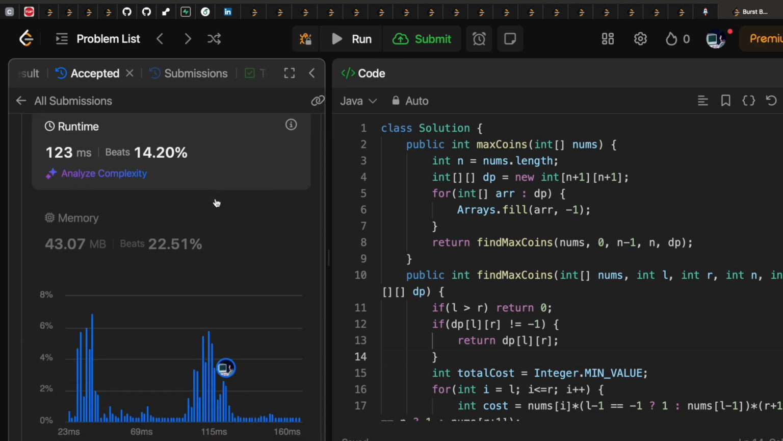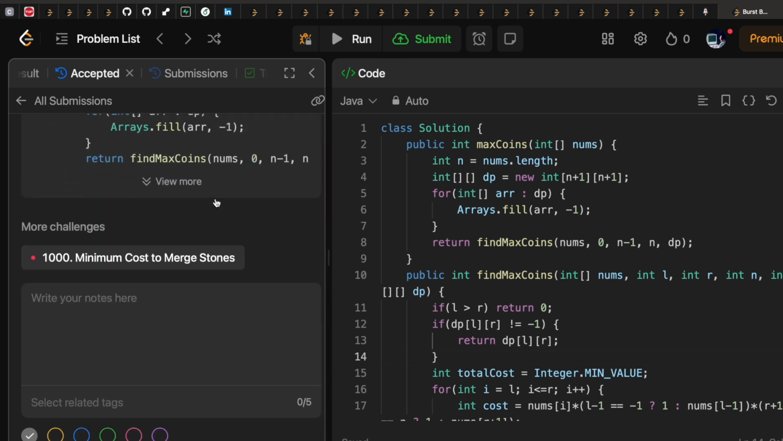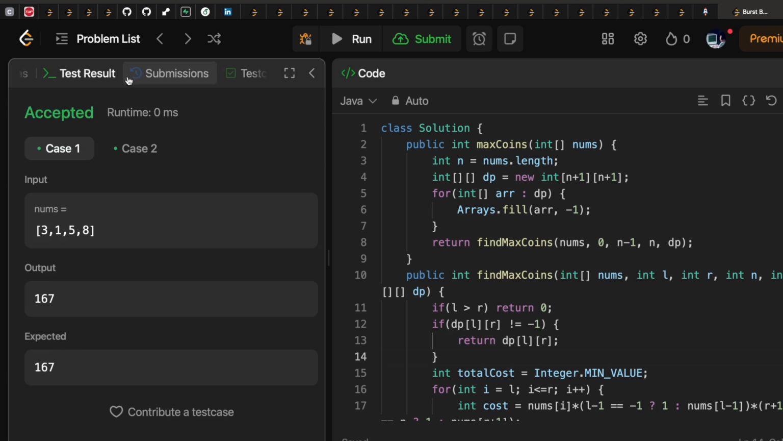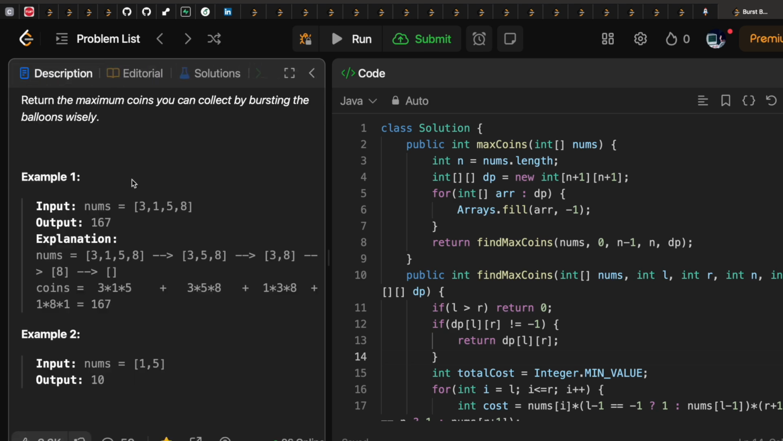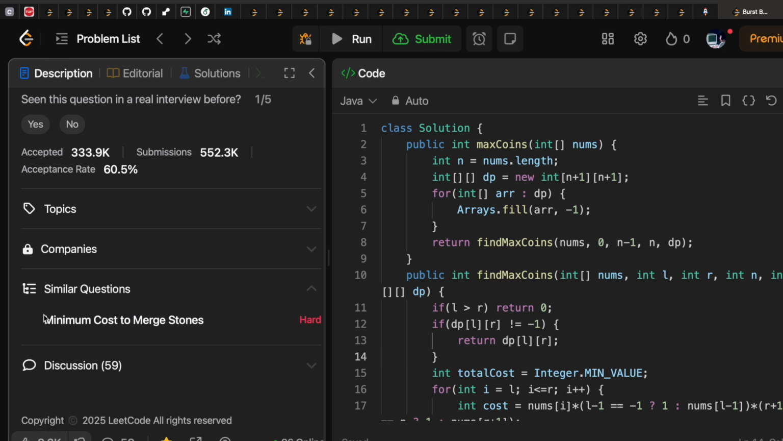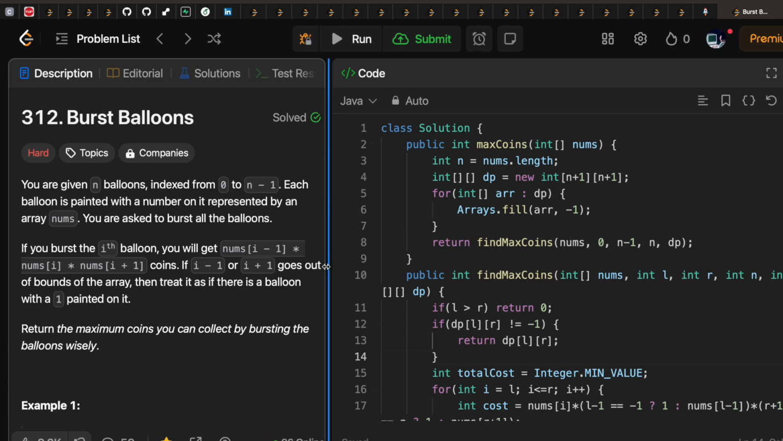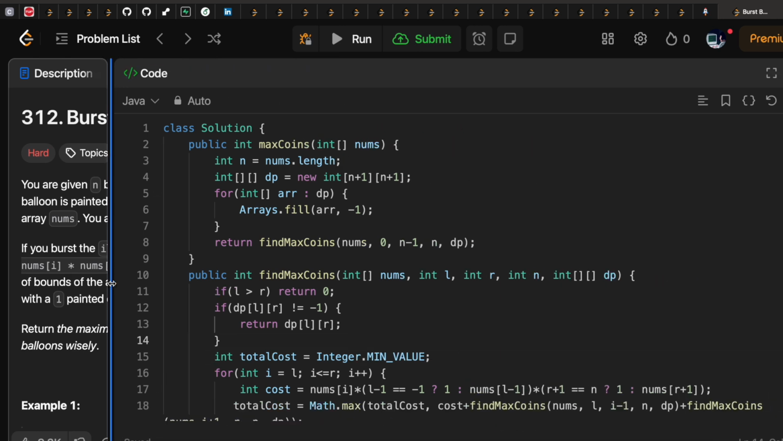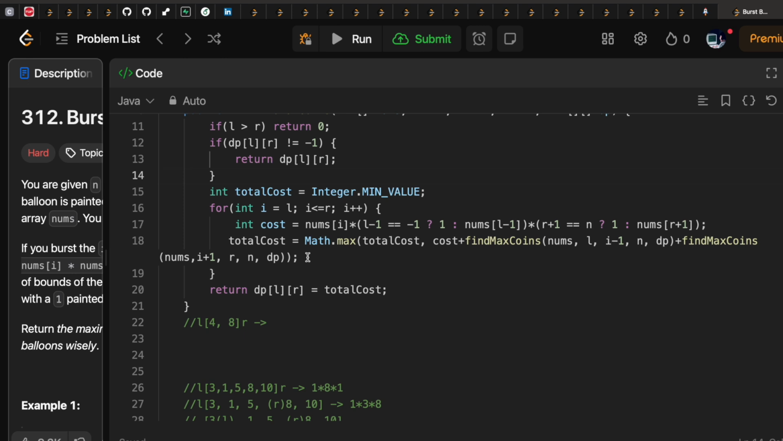Okay, so this was the matrix chain multiplication problem, basically bursting balloons. We will be having some similar problem also. Minimum cost to merge stone. I think this will be same as the burst balloon problems, means using matrix chain multiplication concept.